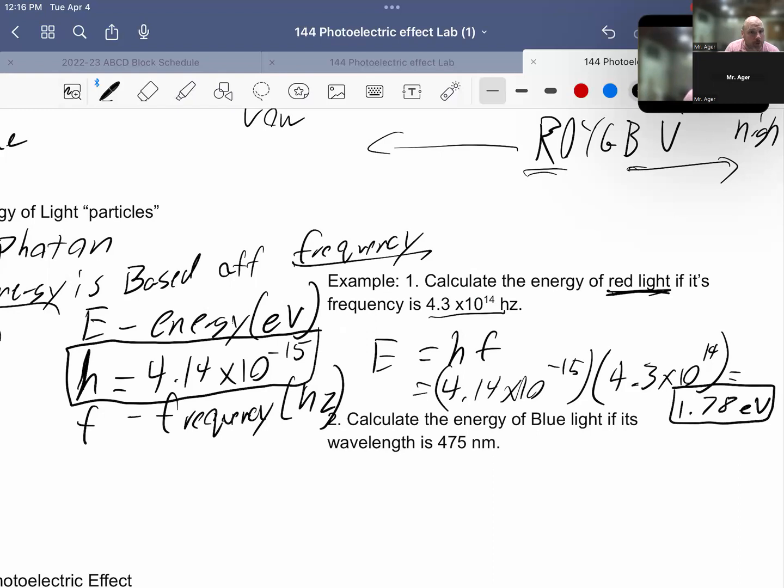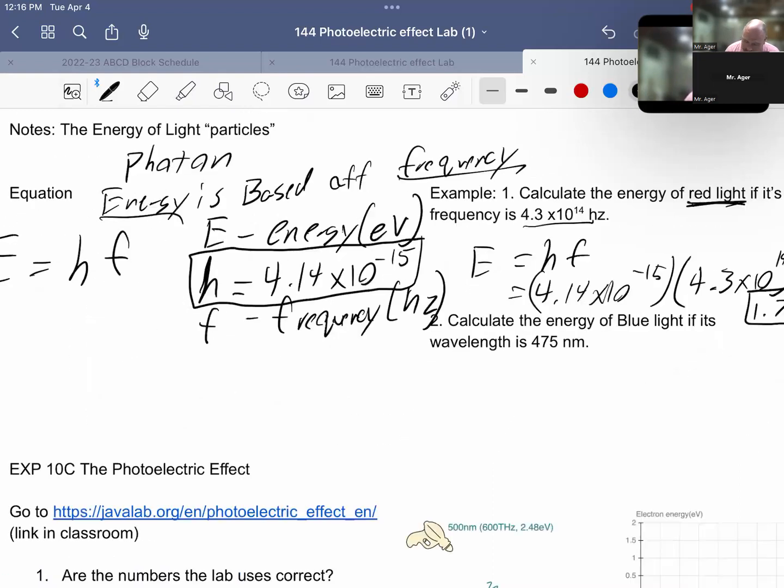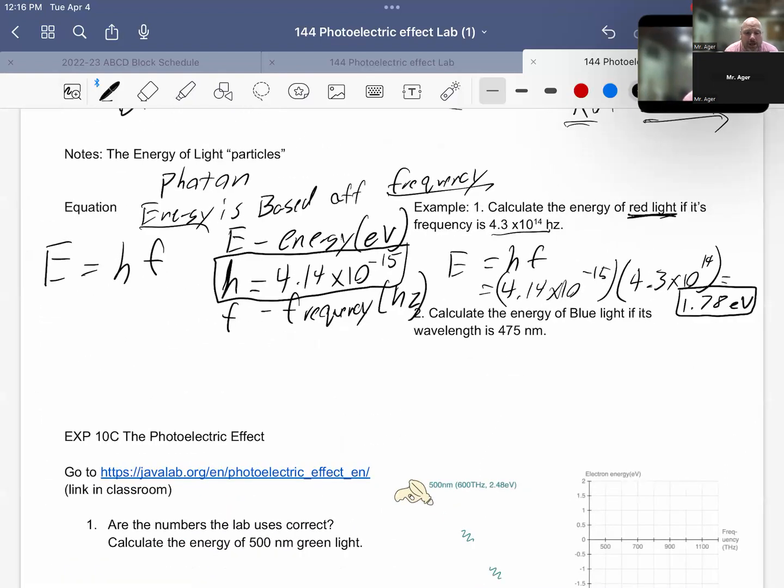Well, what's the energy for a particle of blue light? We're going to do this a little bit differently. There's an easier equation if we use wavelength. Now, wavelength doesn't always work, except that it will always work in this class because we're never going to do this in water or some other material. We're always going to do this in air or a vacuum.